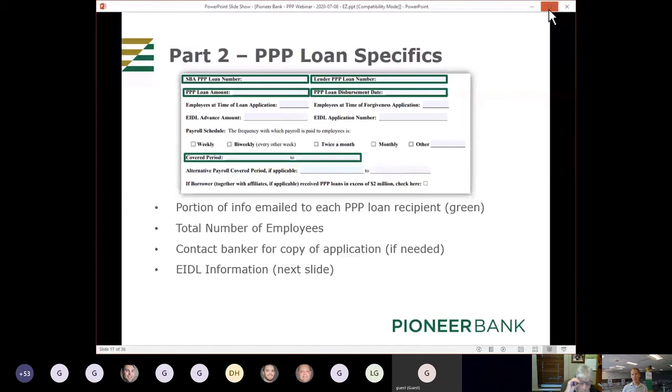Next section is the payroll schedule, where you just indicate what your payroll frequency is. One thing to note for people that are maybe self-employed or a one-man shop, typically those people pay their wage on an infrequent or weird basis, just depending on when money comes in. Go ahead and use that other box to indicate that.